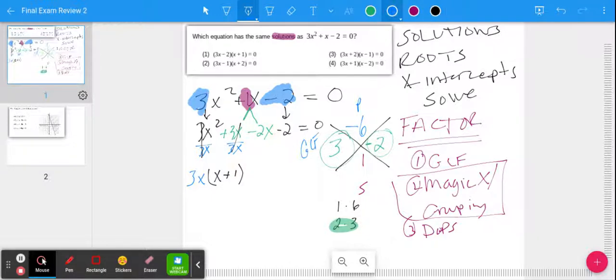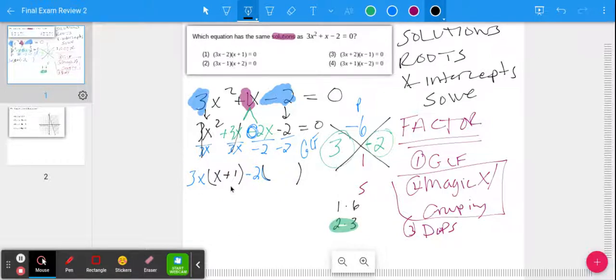Now let's take a look at our last two factors, -2x and -2. Well, the only thing that goes into both of those is going to be 2. But when this term here is negative, you're going to pull out a GCF of -2. So we have negative 2. And let's divide to see what's left over for our parentheses.